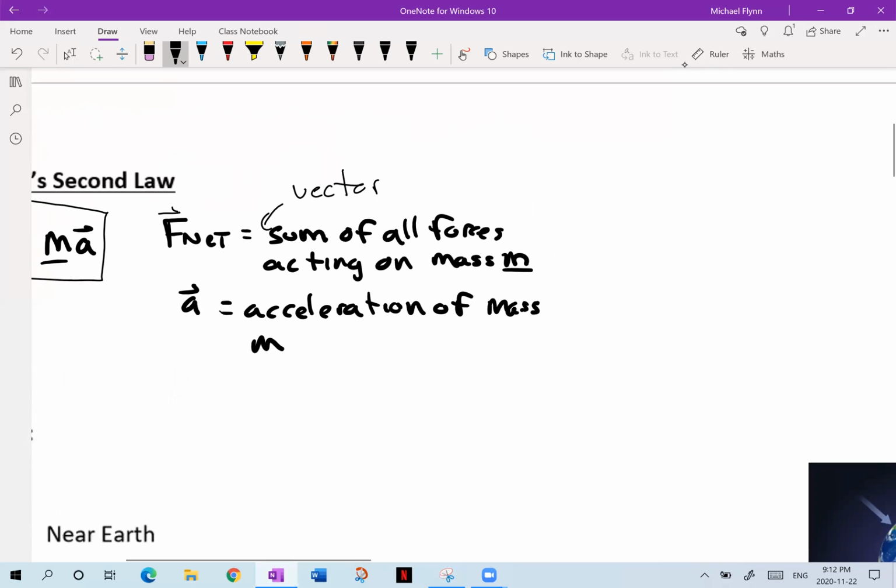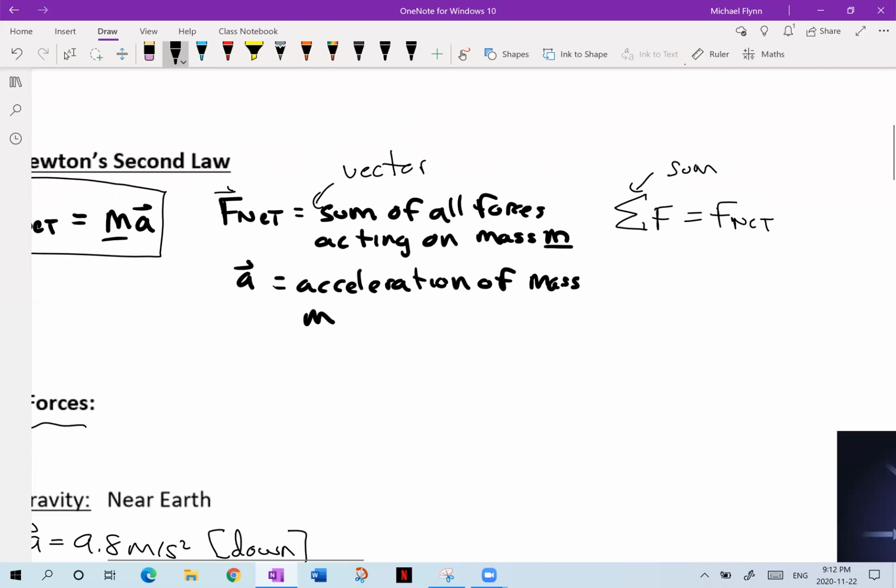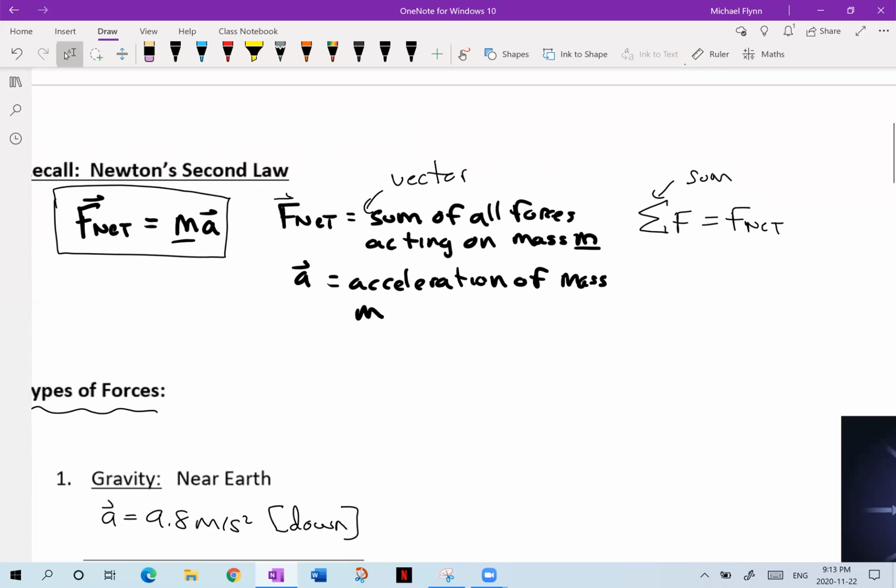Now, sometimes we write it like this, you know, they write the sum of all forces equals F net, where this sigma notation here means sum. You'll learn about that more in university math, okay? But that is the sum of all forces. Now, the whole point is that it's the vector sum. So sometimes you can get a sum of zero, even when there's several non-zero forces acting on an object. Okay, now a, of course, is the acceleration of mass m, and that's Newton's second law.